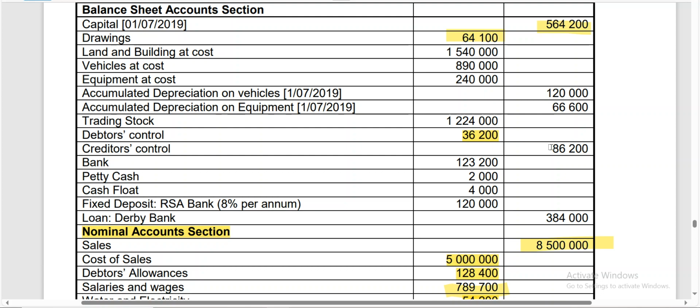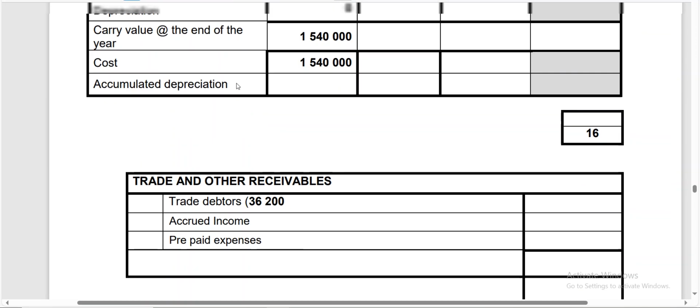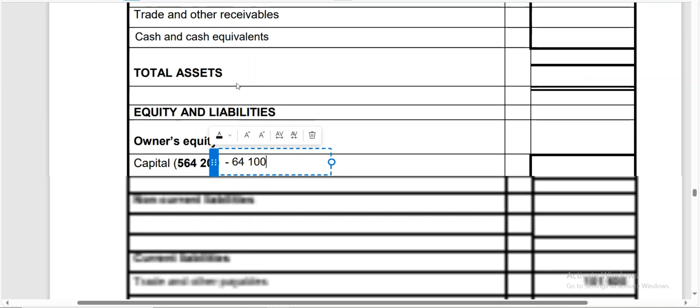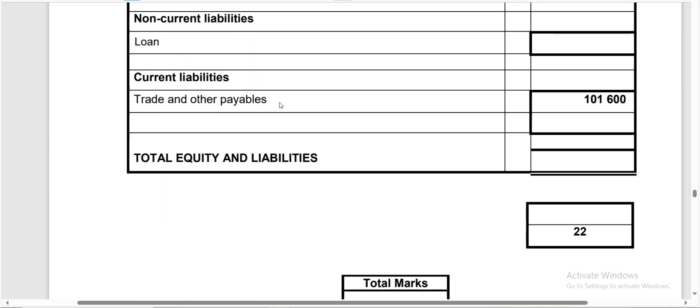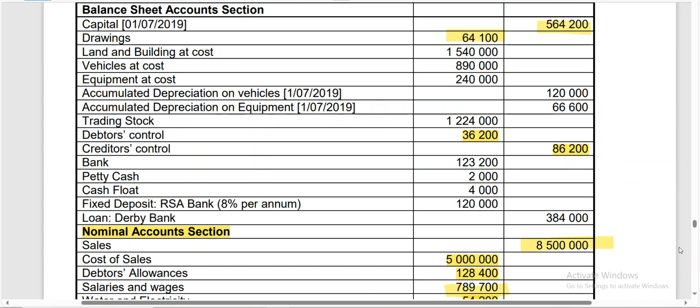Next, we have creditors control 86,200. Remember, we were not doing that note, so meaning you must enter it on the balance sheet, so it's going to be part of trade and other payables here. So we'll take 86,200 here. Okay, and then from there we can highlight that it was used.